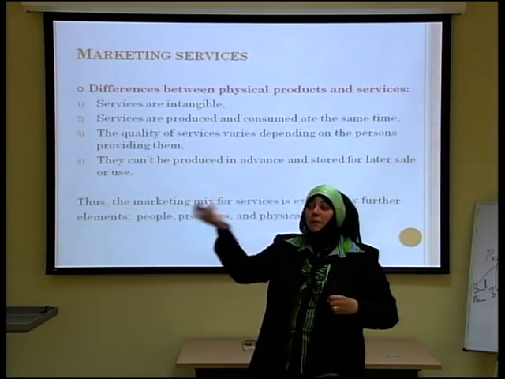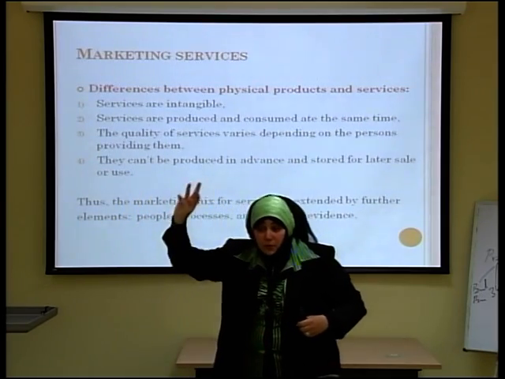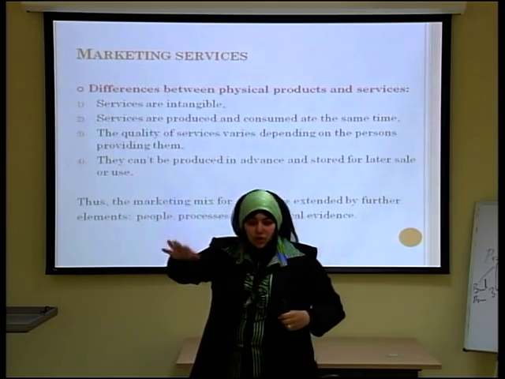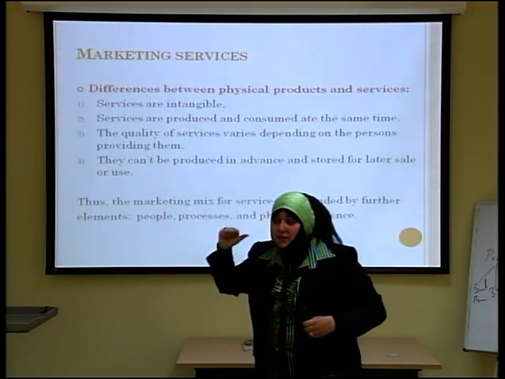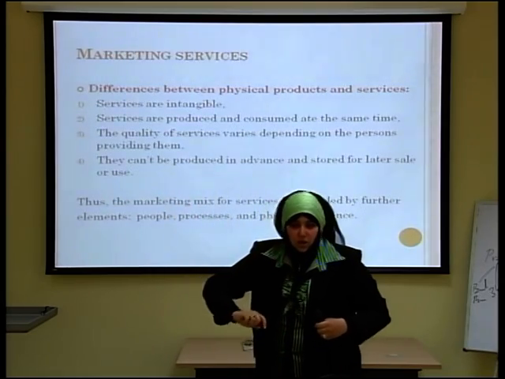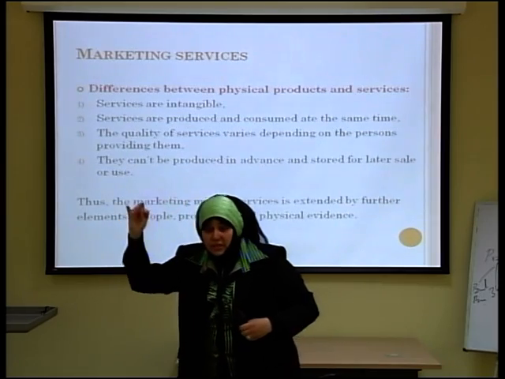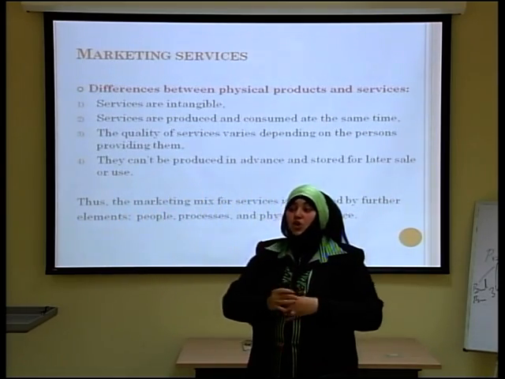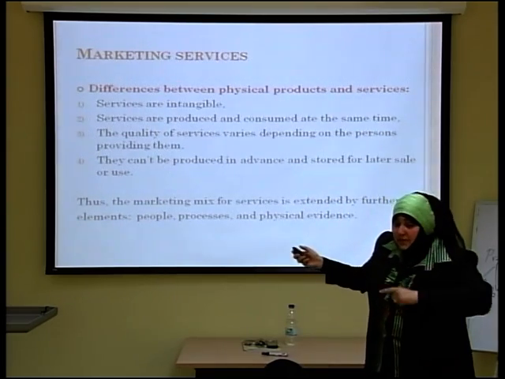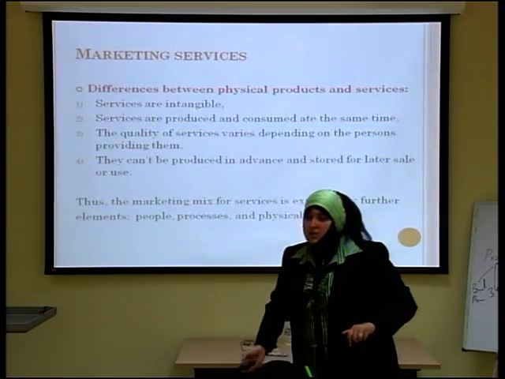So when we talk about marketing mix for physical products, there are 4 Ps: product, price, promotion, and place or distribution and communication. When we talk about marketing services, we talk about 7 Ps, okay? So we add to these 4, people, processes, and physical evidence. You know why? Because of these 4 differences between physical products and services, okay? Easy? All right.